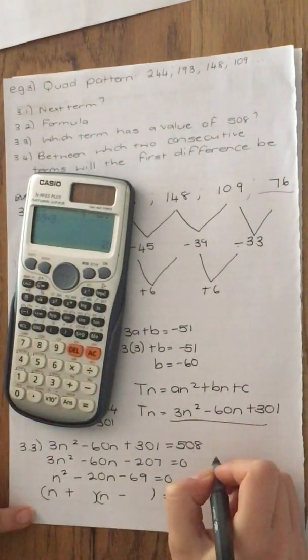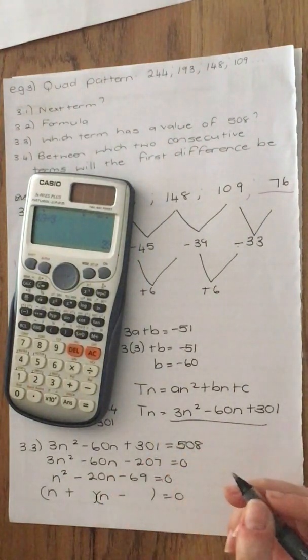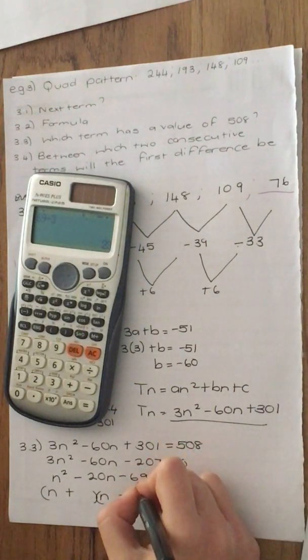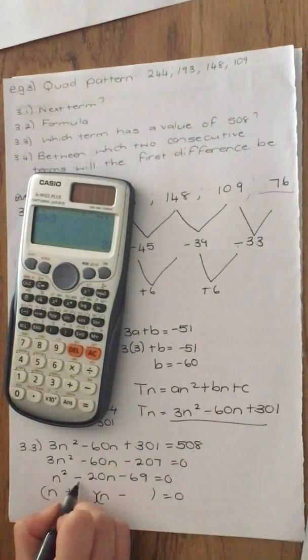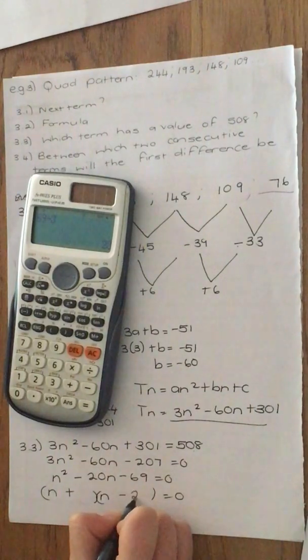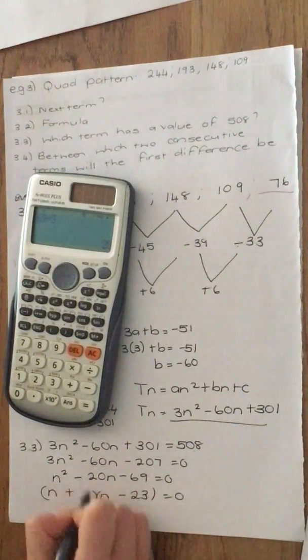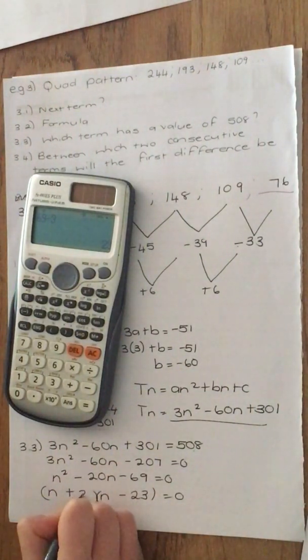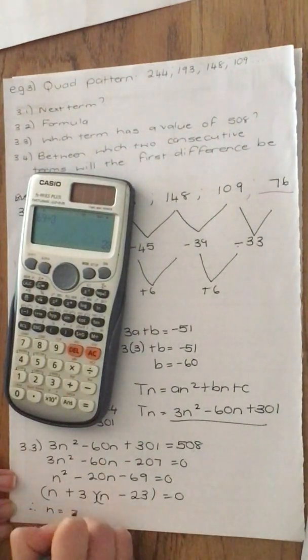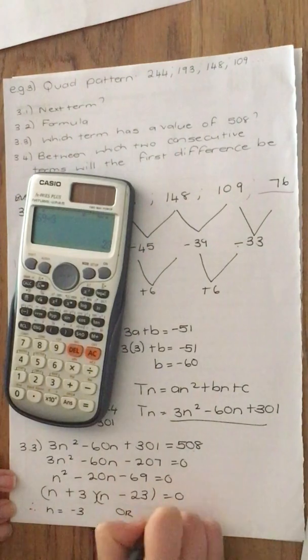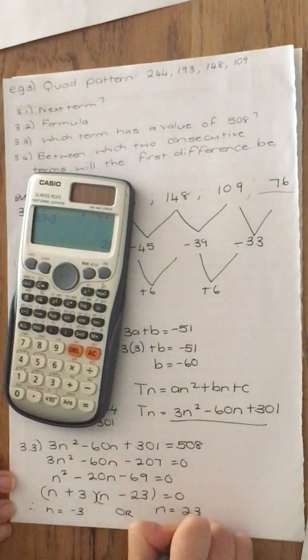Okay, so guys, remember with this, you just play around with the numbers. 3 and 23 works for 69. So which one is going to get the plus and which one's going to get the minus? Well, clearly 20 is negative, so we'll make it negative 23, and we'll make it plus 3. Okay, so therefore n either equals negative 3 or n equals 23.